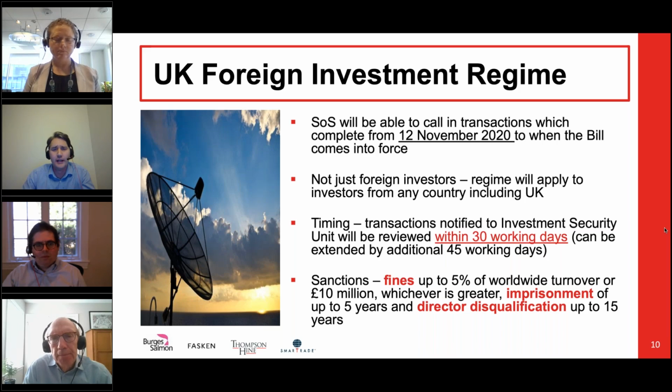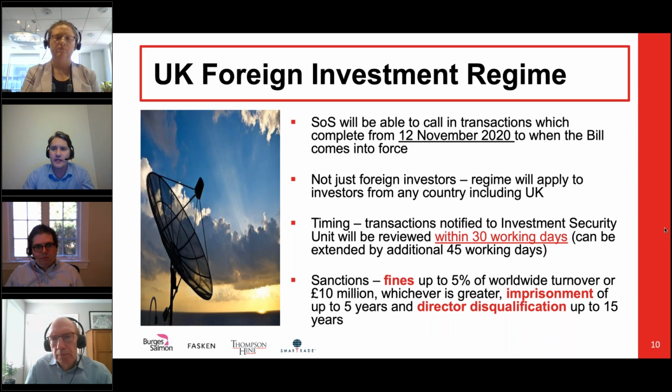And I think that does look quite ambitious to me. As I said, I expect that the new unit could potentially be flooded with lots and lots of transactions, and it will be interesting to see whether they stick to those deadlines. And I think it will be interesting to compare that with the timing on both the US and Canadian side as well, and see what the experience there has been.